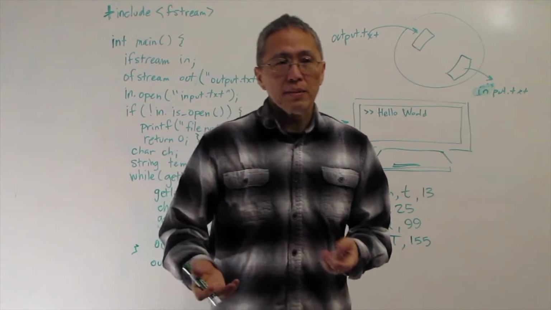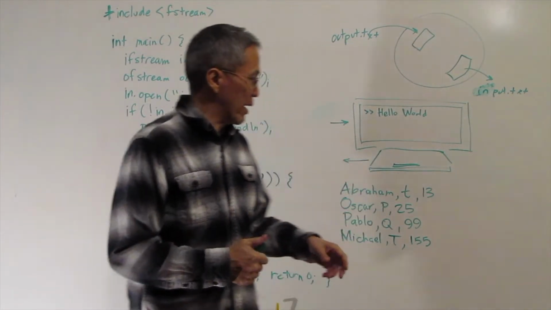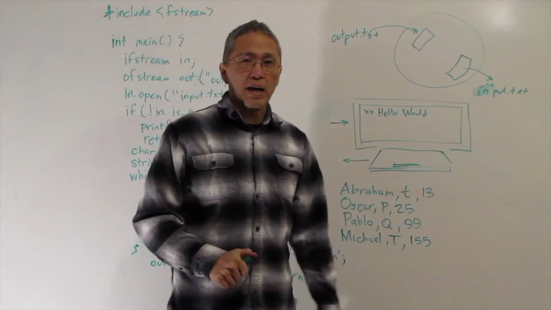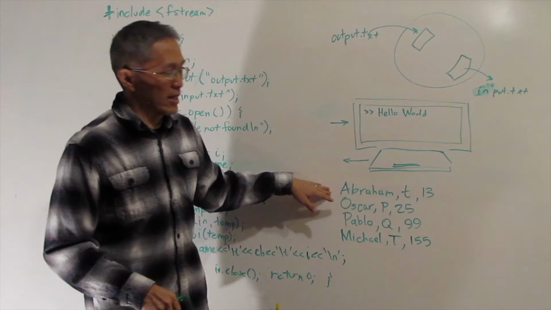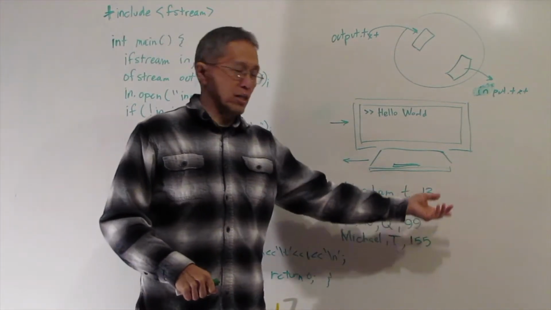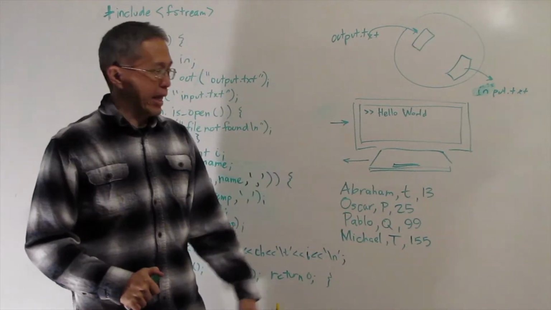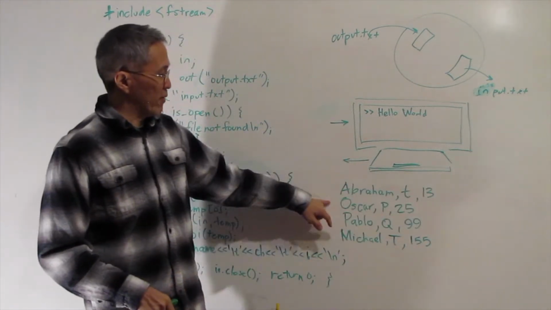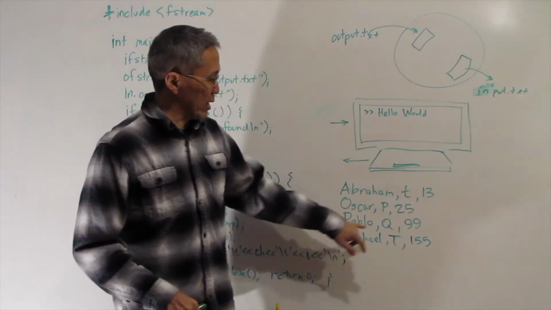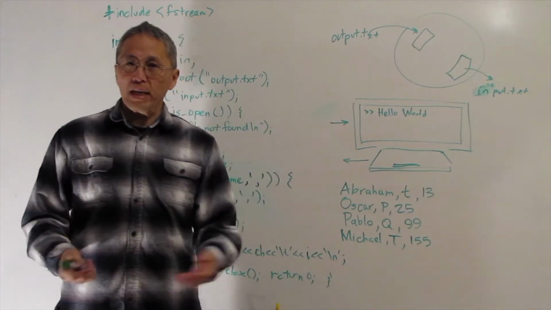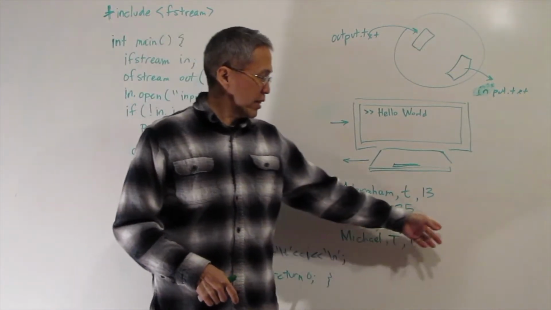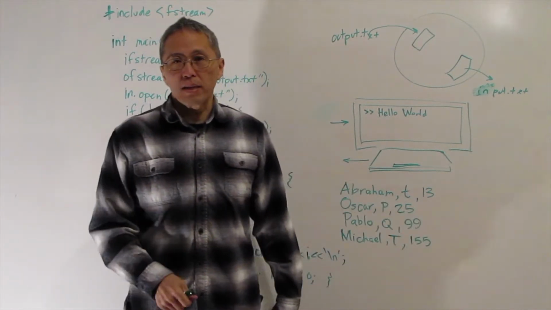So comma delimited values. Let's say that I have my input file on my disk, and it has this text in it: Abraham, comma, T, comma, 13. There's no spaces in there, even though it looks like there is. And there's a new line at the end. Then I have Oscar, P, 25, and Pablo, Q, 99, and Michael, T, 155. All the data is separated by commas, and there are new lines at the end to separate the different pieces of data.